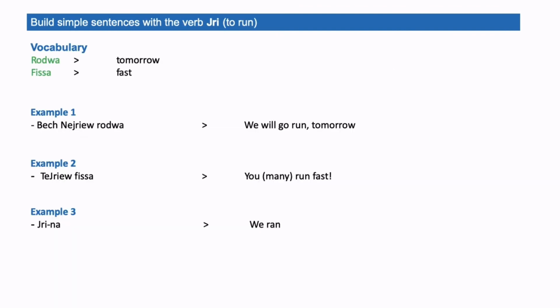Here are some examples with the verb jri and some vocabulary. Rodwa is tomorrow, you know that. And fisa means fast. Example 1. Besh nejriu rodwa. We will go run tomorrow. Example 2. Tejriu fisa. You, as in many people, run fast. Example 3. Jrina. We ran. As building sentences in Tunisian is pretty simple, the intonation you put behind your sentences may help get your points across when speaking with a native or just having a conversation with someone who can speak the dialect.